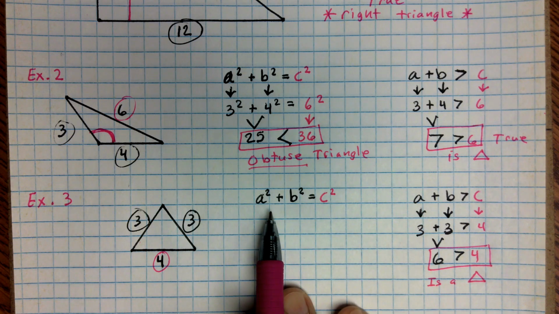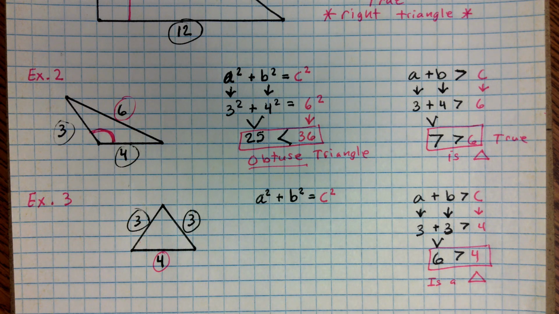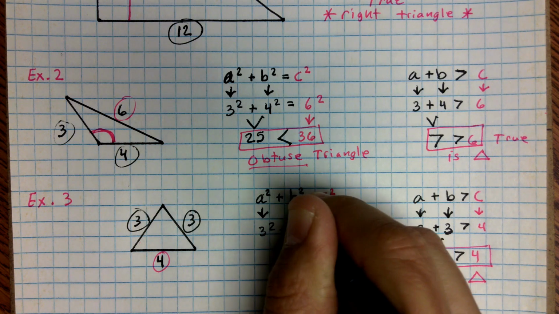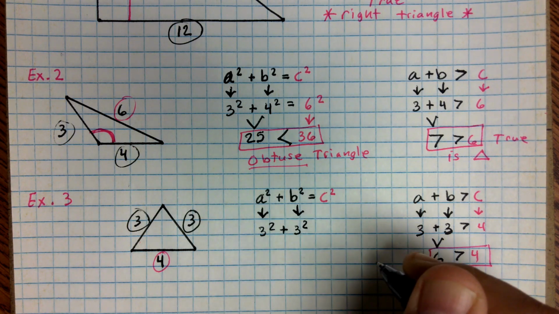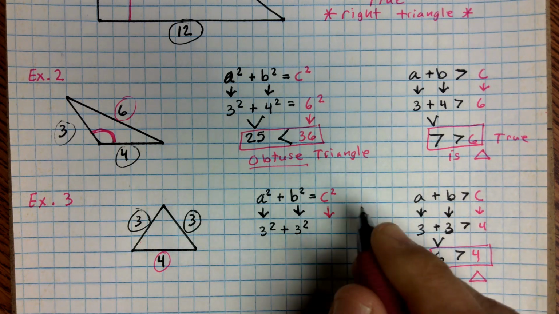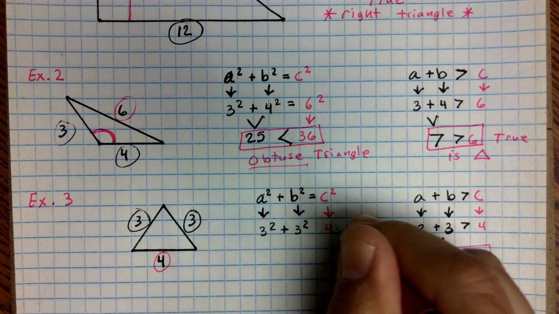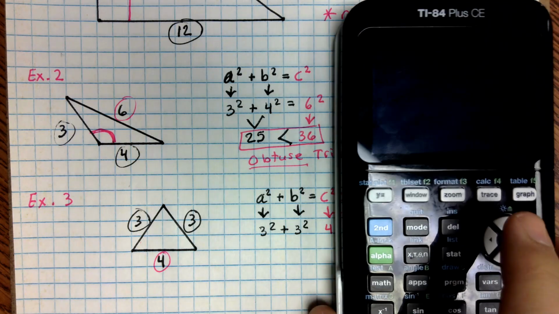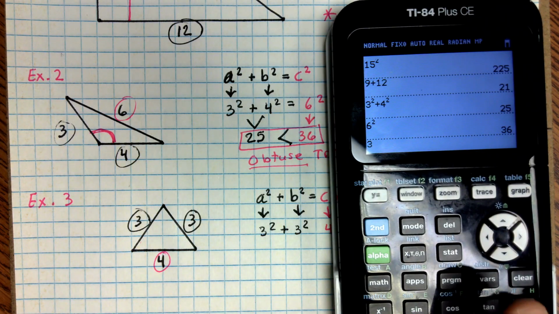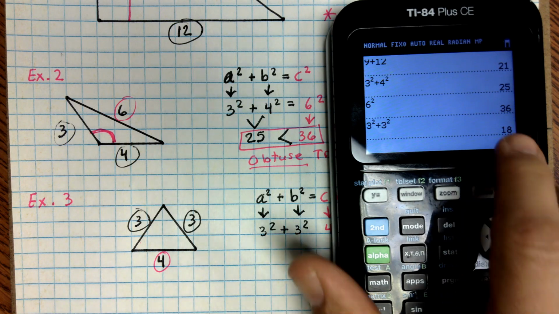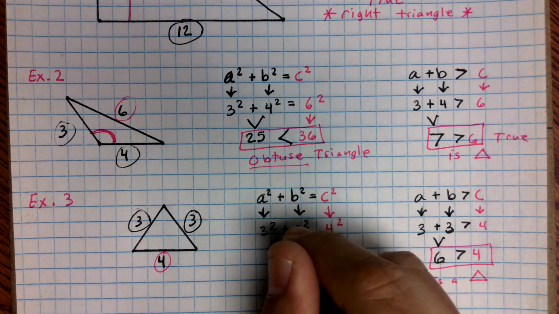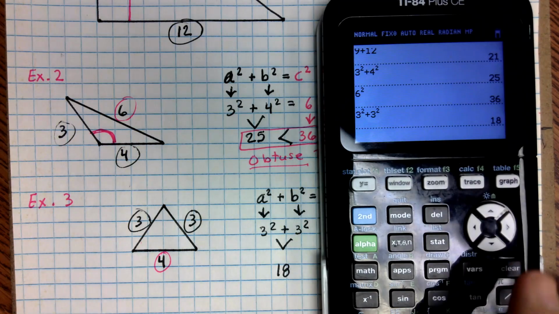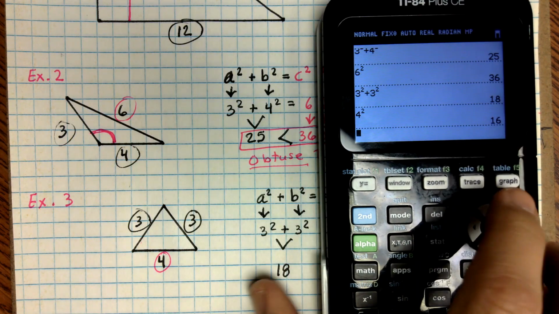Now we're going to take those same values and substitute them for A and B, and we're going to see what type of triangle it is. So if I substitute them, my A value is going to be 3 squared plus my B value, which is going to be 3 squared. And then I'm going to go ahead and type in my C value, which is 4 squared. Now they may or may not be equal to each other. We're going to find out right now. So if I were to take my calculator and do 3 squared plus 3 squared, it gives me 18. And then if I were to take 4 squared and evaluate it, it gives me 16.